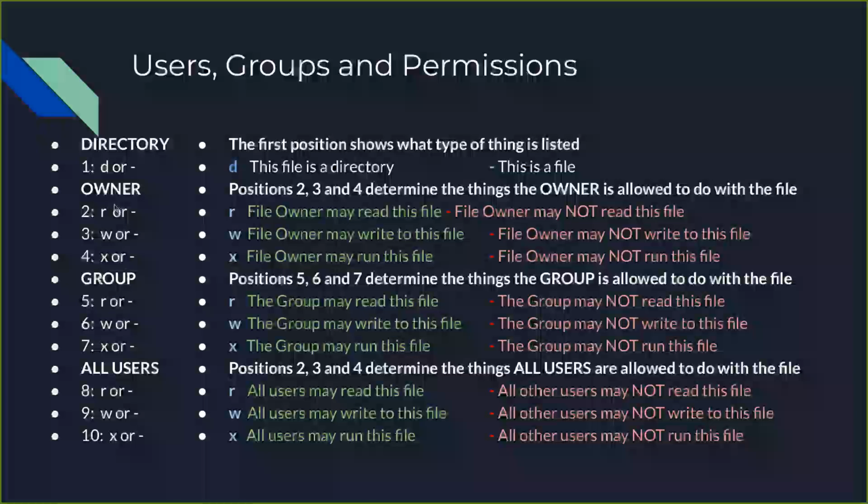Now, these 3 character strings repeat for the group and the user. So for the group permission settings, you will see either an R or a dash, a W or a dash, and an X or a dash. And again, that means the group may read the file, the group may write to the file or delete it, and the group may run the file or not. And the same is true for all users.